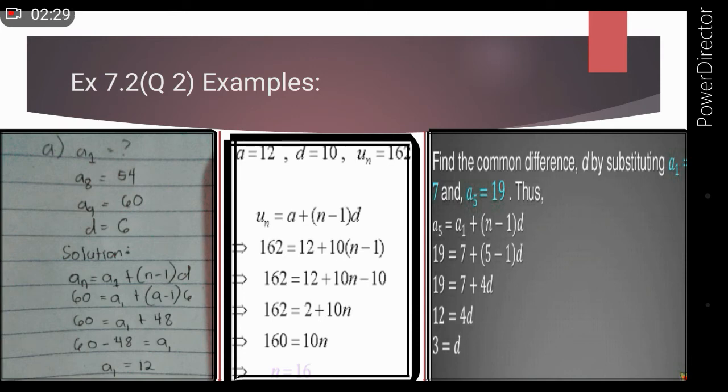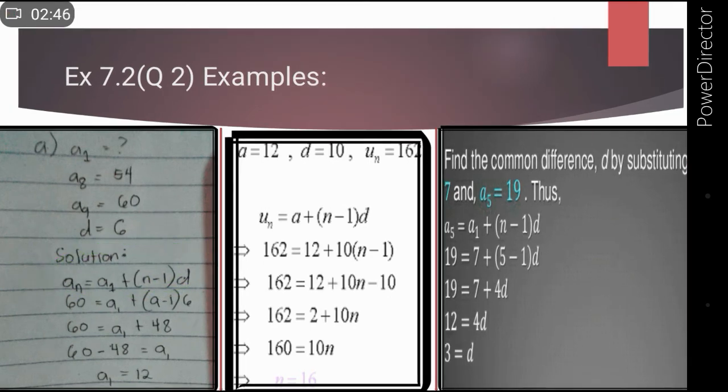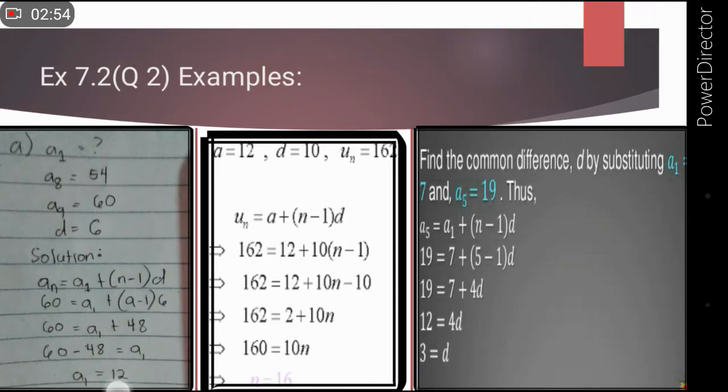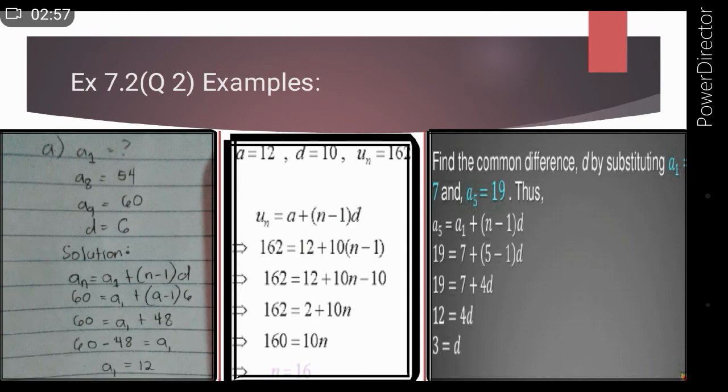In the first example, you can see I have written the data here. We have to find a1, a8 and a9 and d are given. So this is the given formula. Put all these values in the given formula, and in the last you will find the value of a, which is 12. So the value of the first term is 12. Now move towards the second example, in which the first term is given, the common difference is given, and the last term, which is an, is 162.